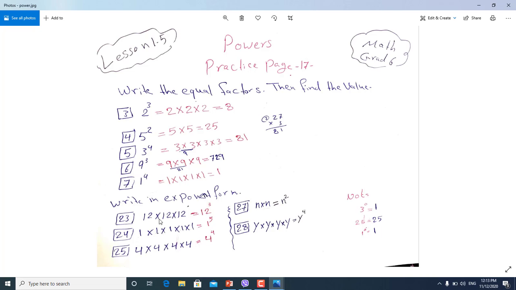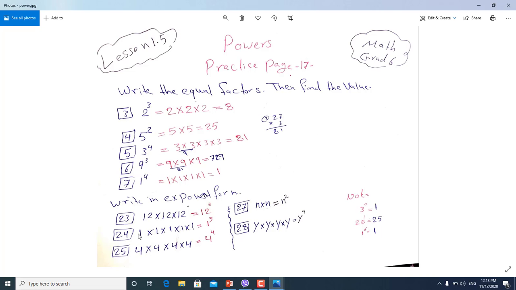Now write in exponent form, from number 23 and 28. We have 12 times 12 times 12. That means the base is 12. And how many times is it repeated? 1, 2, 3. So the exponent is 3. It's the third power of 12. And from there we have 1. So the factor is 1, so the base is 1.